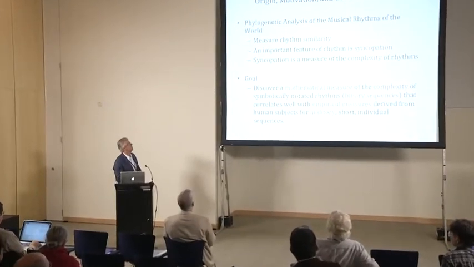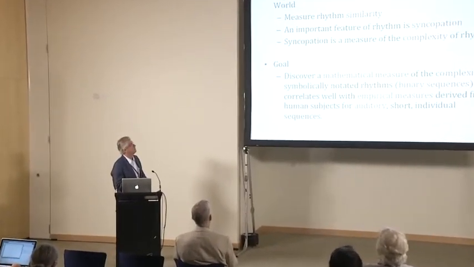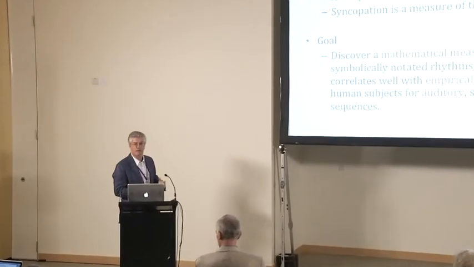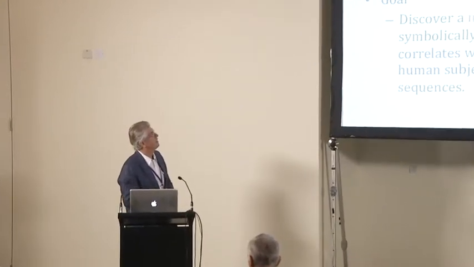Well, my main goal, the big project, is the phylogenetic analysis of the musical rhythms of the world. Think big. For that, we need a measure of rhythm similarity. An important feature of rhythm is syncopation, which we all know. And syncopation is considered to be a measure of complexity. So that's how I ended up with complexity.